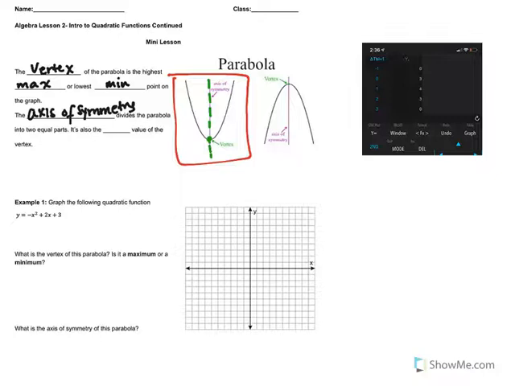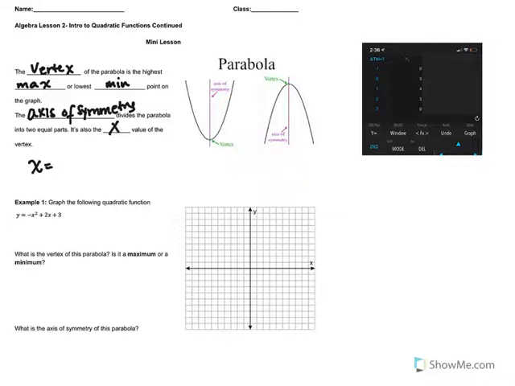If we do the same thing on this graph on the right hand side, that line that goes right through the vertex cuts that parabola into two equal parts, and that line in green is also called the axis of symmetry. The way that we write the axis of symmetry is by writing x is equal to some number, because the axis of symmetry is also the x value of the vertex.